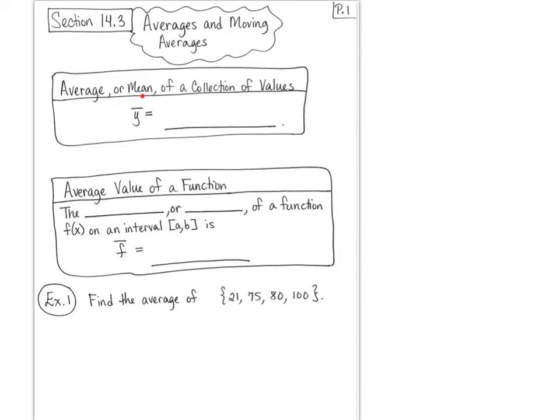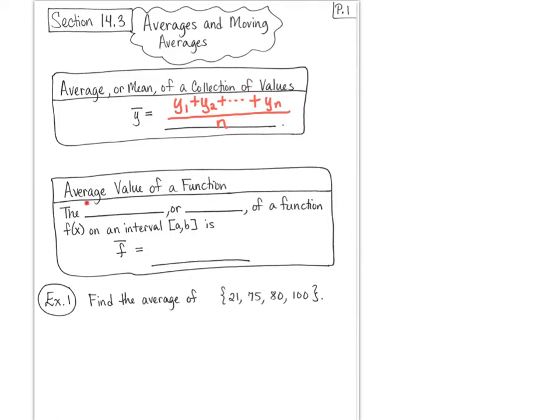Again, the average or mean of a collection of values is given by y bar is equal to y sub 1 plus y sub 2 plus everything out to y sub n, all divided by n. So you add all of the values and you divide by the number of values there are.